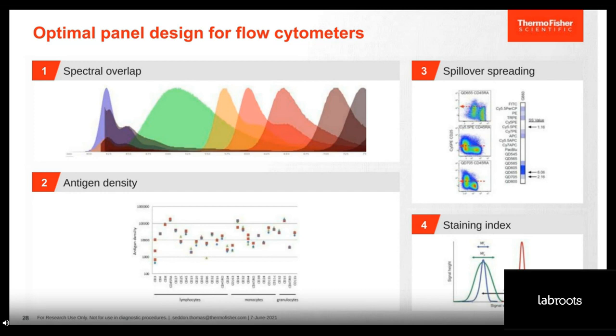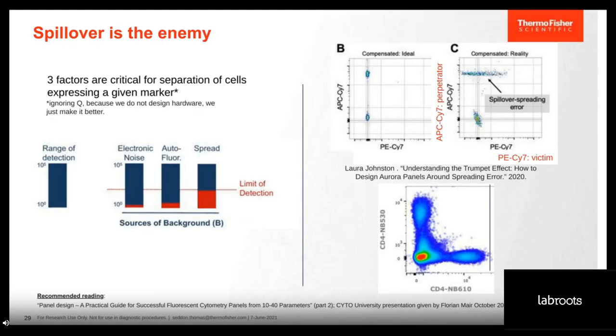Matching up antigen density, say, if you have a highly expressed antigen versus a lower expressed antigen, matching that brightness. So for a lower expressed antigen, you want to make sure you have a brighter dye, and vice versa. So these are all things that kind of go on in the background in terms of thinking about designing your optimal panel. And so as you're building to more and more colors, spillover is really the enemy. And if you think about the range of detection, there are issues with electronic noise, autofluorescence, but spread is the main thing that really affects what you can detect.